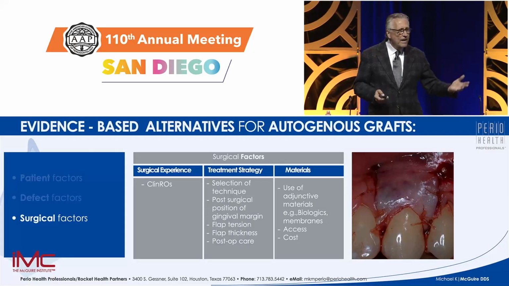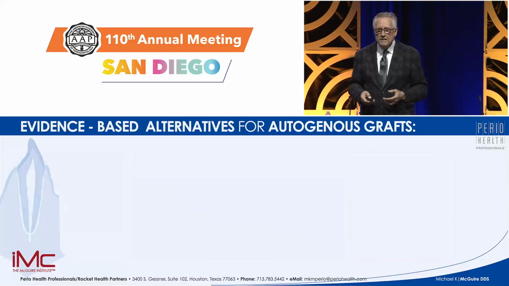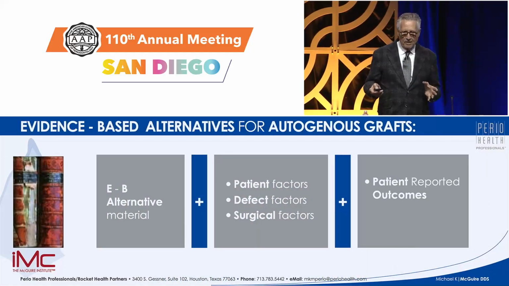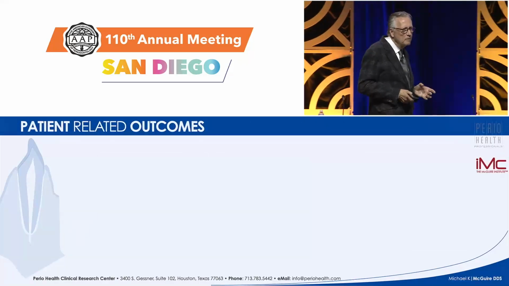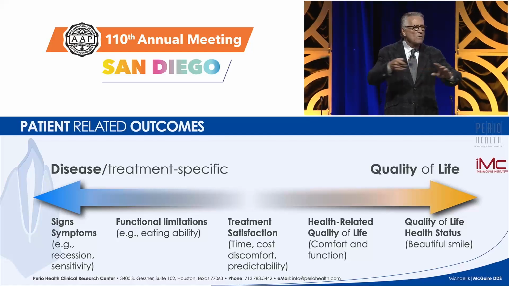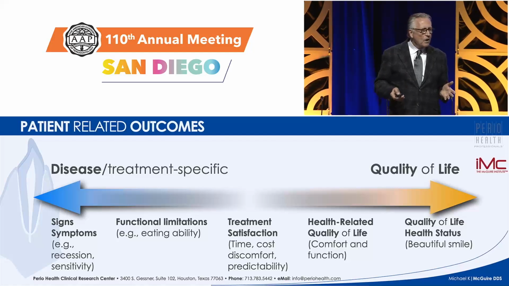The other surgical factors have to be put in also, flap tension, flap thickness, all of these things play a role. But one of the most important is patient-reported outcomes. What is the patient demanding? Why do they need this? Patient-reported outcomes are a wide range, from signs and symptoms all the way to quality of life. But again, you can use that to choose which alternative is best.